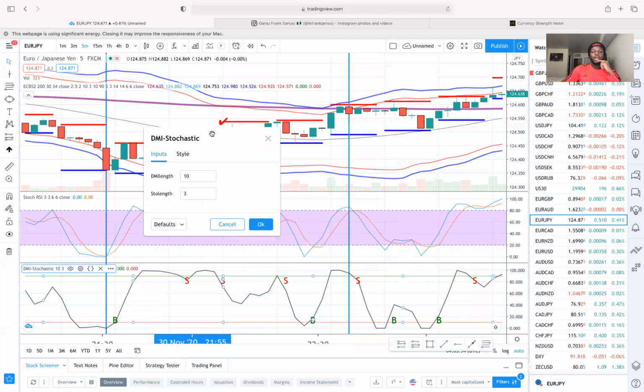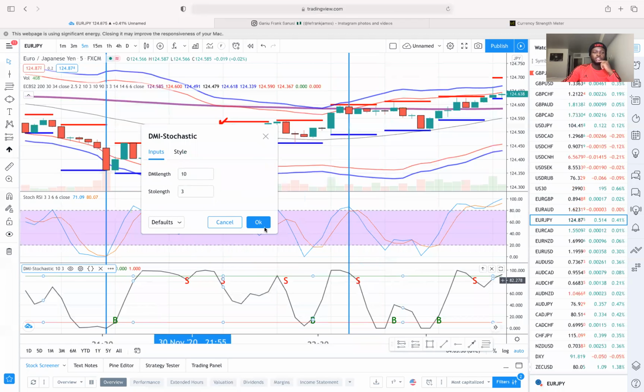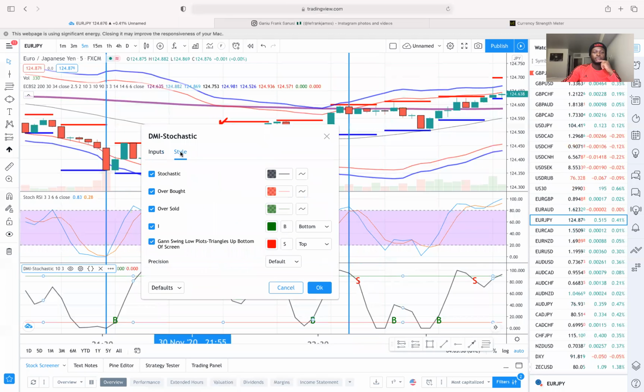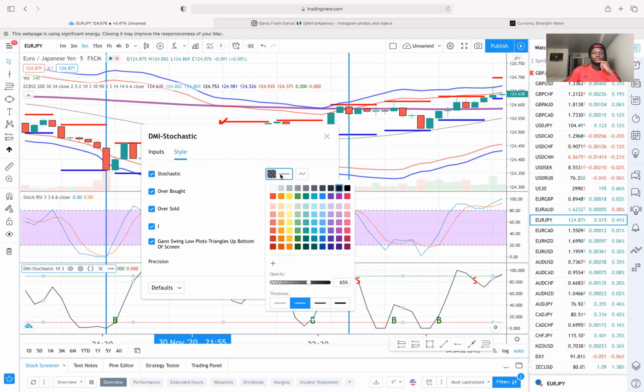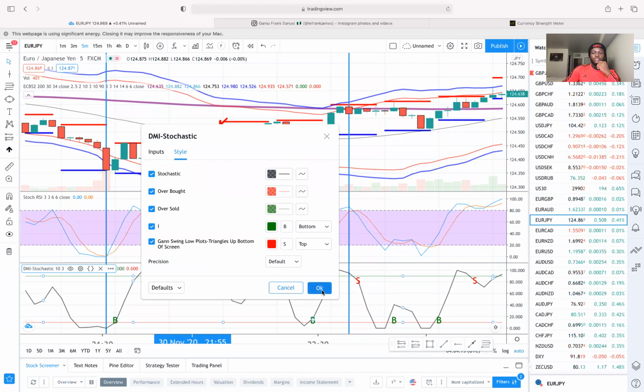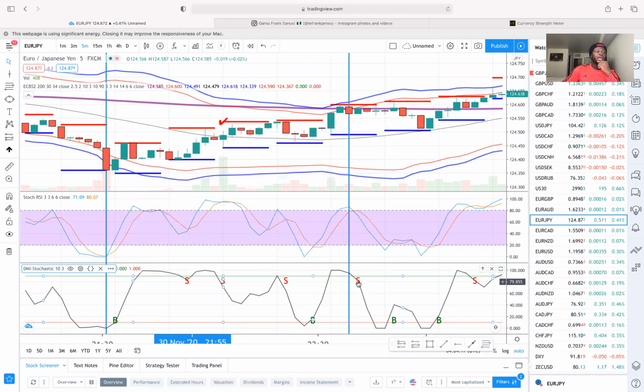Some of you might not have the B and the S on your DMI, so you want to come to style. The very first one that says Stochastic, you want to click on it right here. If mine is white, I won't even have the lines, but make sure you select black to be able to see the lines. Now with the B and the S, if you don't have that, that means you clicked the wrong DMI Stochastic Extreme.